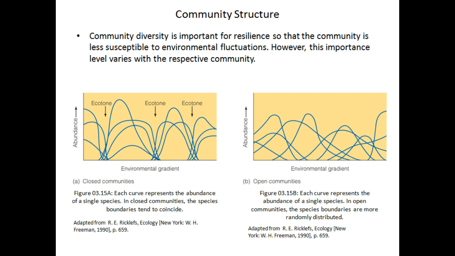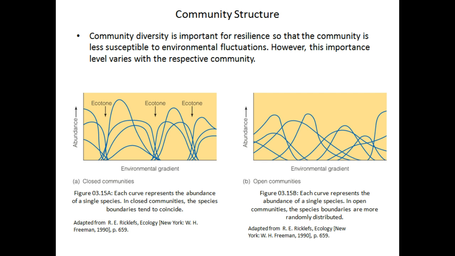Diversity refers to how many types of organisms can be found in a community, not how abundant they are. Community diversity is important for resilience, so the community is less susceptible to environmental fluctuations. However, the level of importance placed on diversity varies with the respective community.